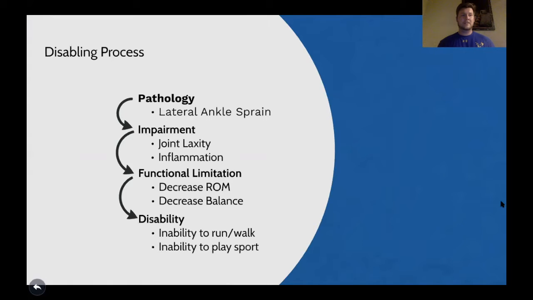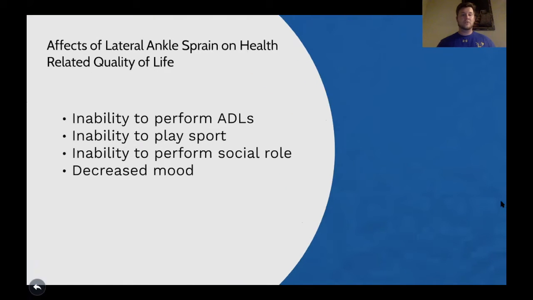So we have an event, our ankle goes into deep inversion, and we have a pathology. That's a lateral ankle sprain. Looking at the impairment, what's immediately impaired, the ligaments are compromised, and we have inflammation that comes in. We can look at the functional limitations as well, decreased range of motion, decreased strength, and we can look at how that affects disability, their inability to run or walk, or in this case, inability to play sport or time lost from that sport. Now, all of that's going to directly affect a patient's health-related quality of life.